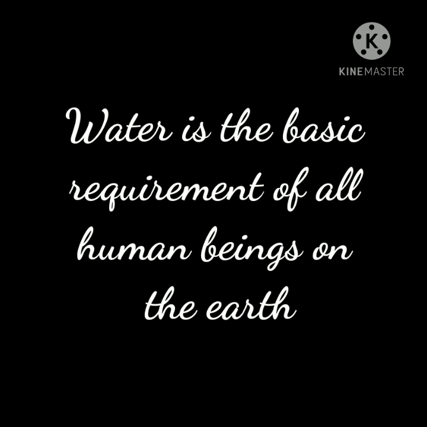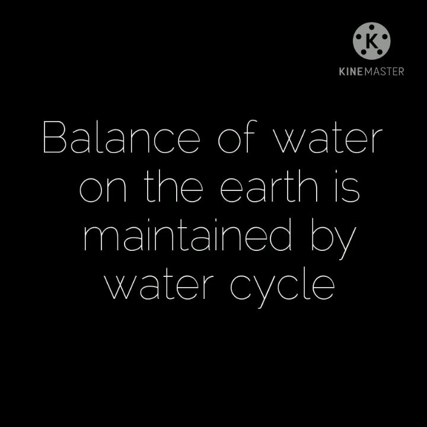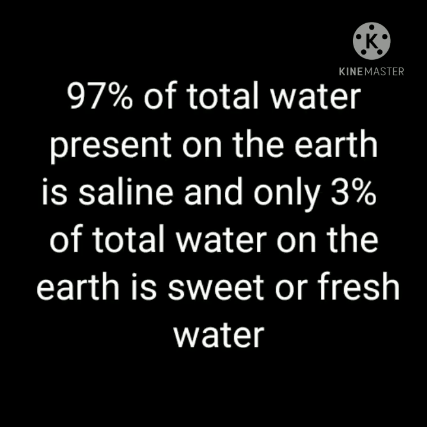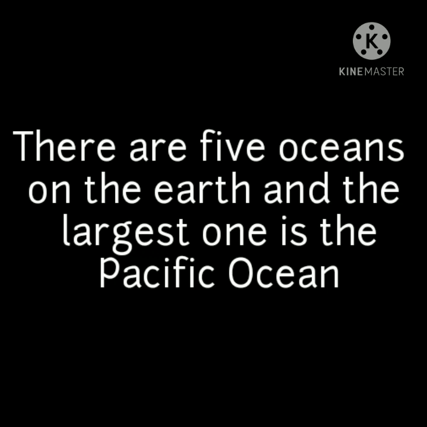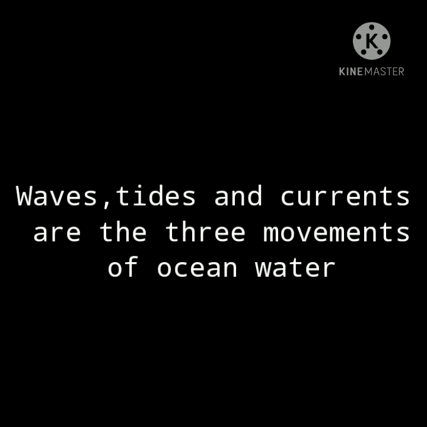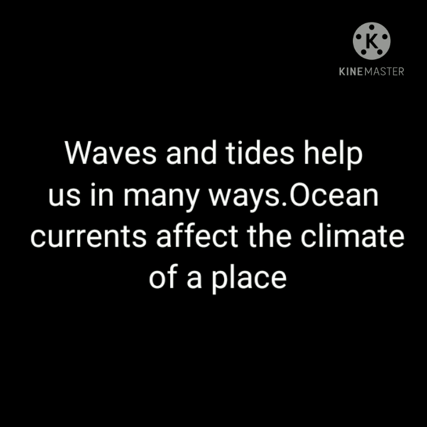Here we have completed this chapter. In this chapter, we came to know that water is the basic requirement of all human beings on the earth. Balance of water on the earth is maintained by water cycle. 97% of total water present on the earth is saline and only 3% of total water on the earth is sweet or fresh water. There are 5 oceans on the earth and the largest ocean is Pacific Ocean. Waves, tides and currents are the 3 movements of ocean water. Waves and tides help us in many ways. Ocean currents affect the climate of a place.